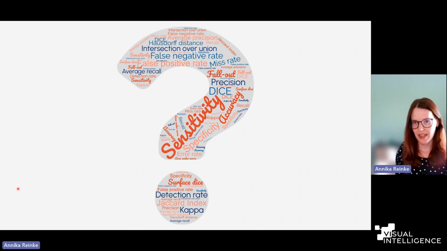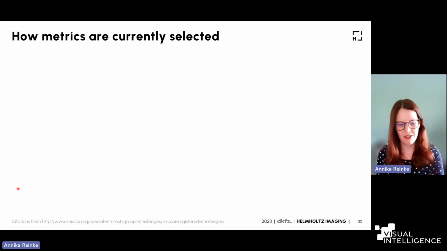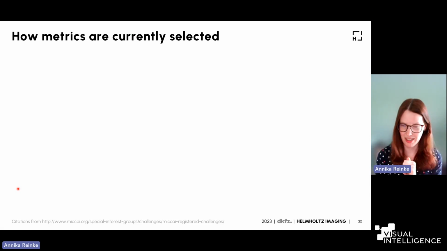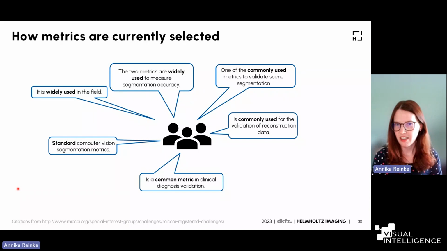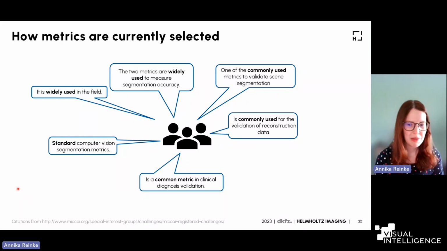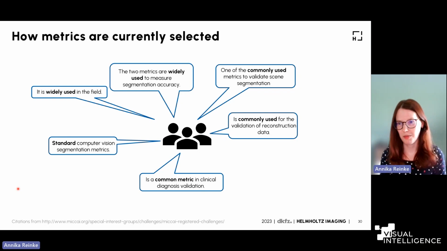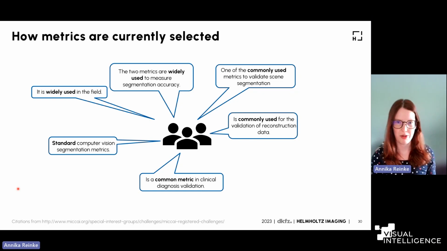So first we had a look at how this is done in practice currently. And here we looked at the registered challenges because there was one parameter, justification of metric selection. And what we often saw was something like you see over here. So it's a widely used metric, it's a standard metric, it's a commonly used metric. So often researchers are using metrics because they're common, because of their popularity and not really because of their suitability for a specific problem.